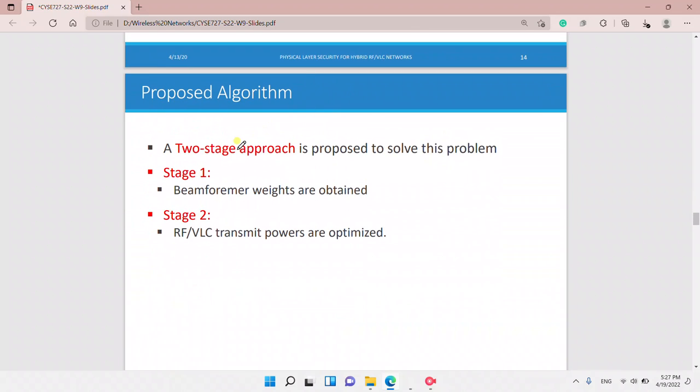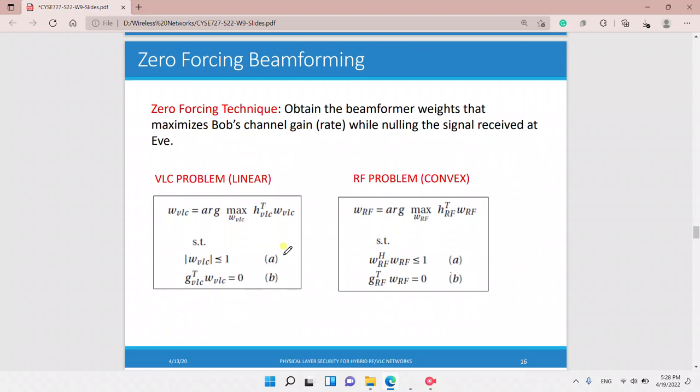The proposed algorithm is a two-stage approach proposed to solve this problem. First, the beamformer weights are obtained. Second, the RF/VLC transmit powers are optimized. So they want to optimize the power and, at the same time, find the beamforming weights at the optimized power. We want less power.